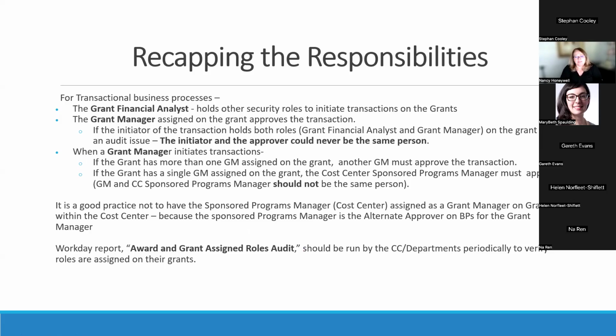One thing I would like to emphasize is that in the department, you should be running the award and grant assigned roles audit report to make sure you do not have any missing roles. And if you do have missing roles and you haven't hired someone yet, find someone within your department to go in that role who's not already listed as the grant manager, if it's the grant financial analyst and so forth.